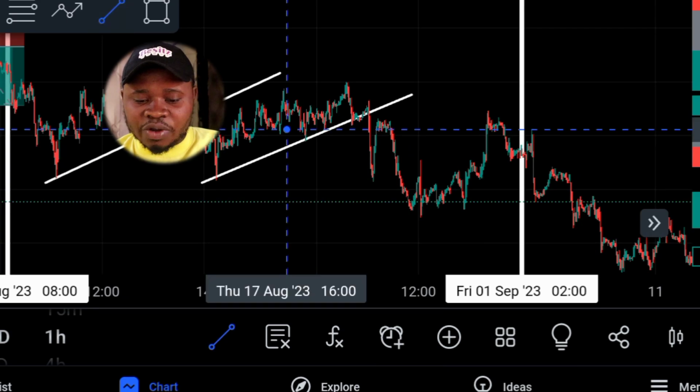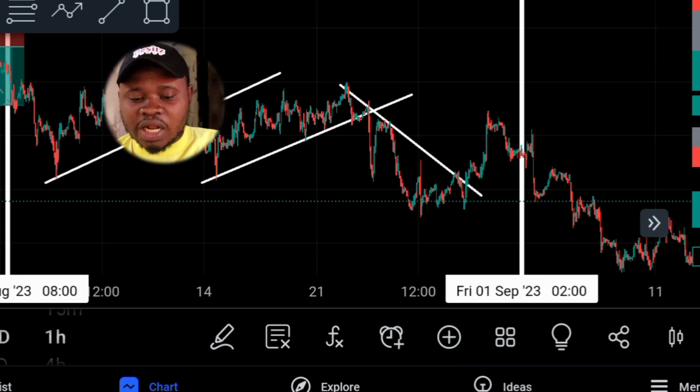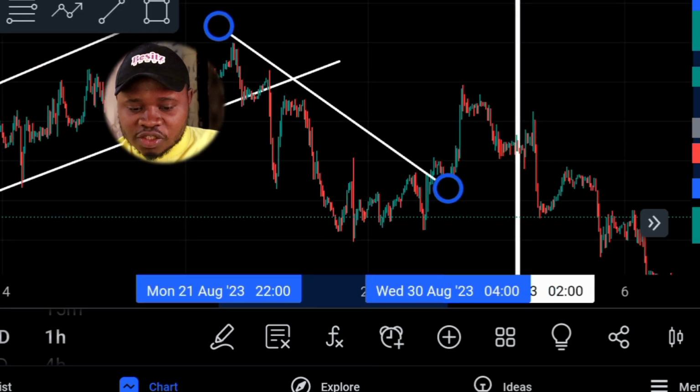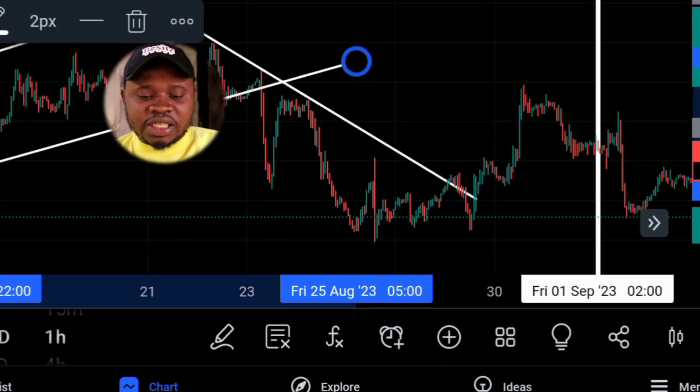Then this is where you get lucky. Maybe when it takes you out, you'll be like, okay, we are now selling. You put it this way. Now you made money, because this is the first touch, second touch, and then the third touch. You made money from this third touch. So let's delete this.